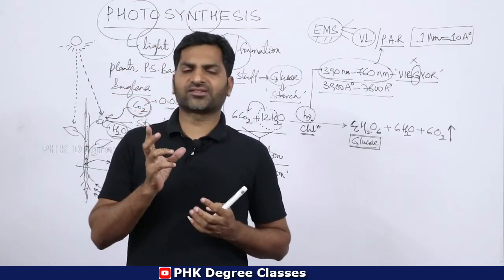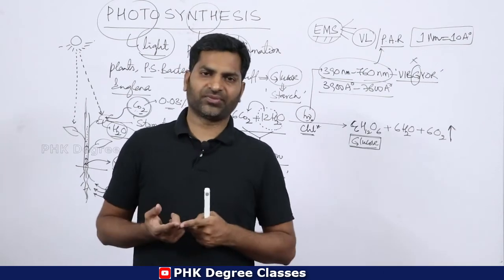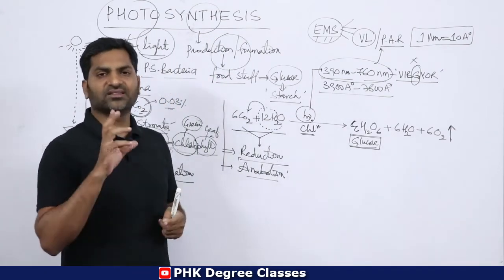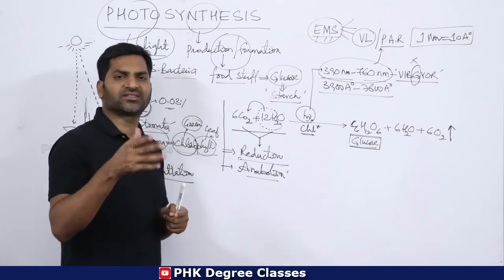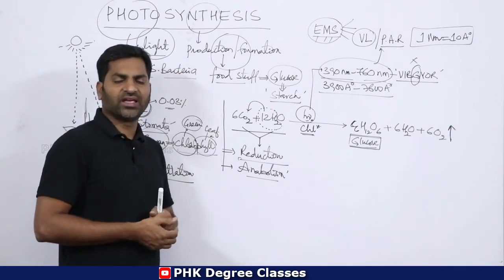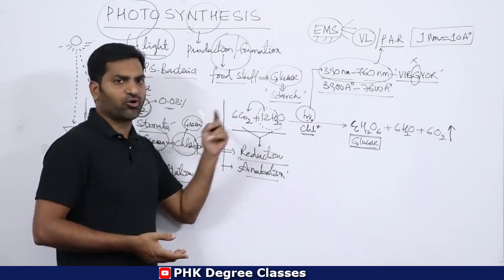Then the second one is what? Anabolism. Anabolism is nothing but a synthetic process or formative process. Synthetic process means what? Something is produced, something is synthesized in the anabolic process. It may be amino acids, it may be proteins, it may be carbohydrates.